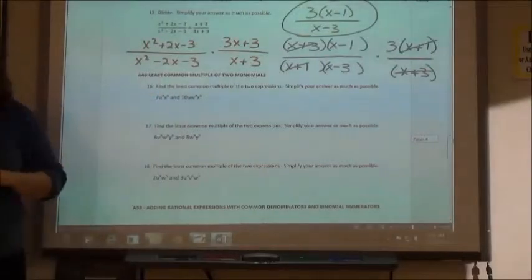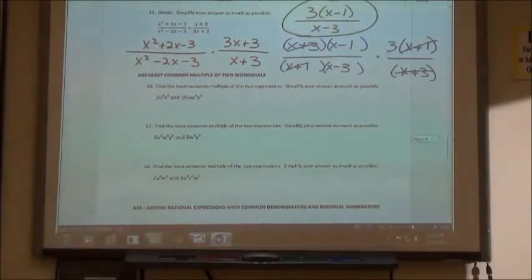Least common multiple. When I think of multiples, I'm thinking of bigger numbers. It's like you find your common denominator. So multiples of 2: 2, 4, 6, 8, 10, 12, 14, 16, 18, 20, and so forth. Multiples of 10: 10, 20, 30, 40.